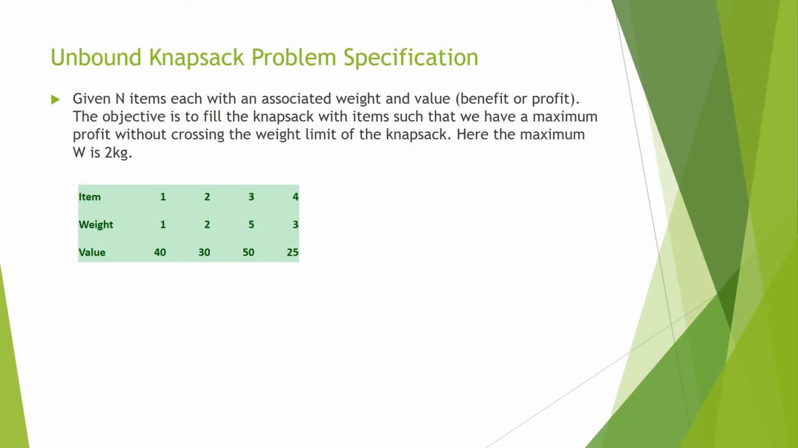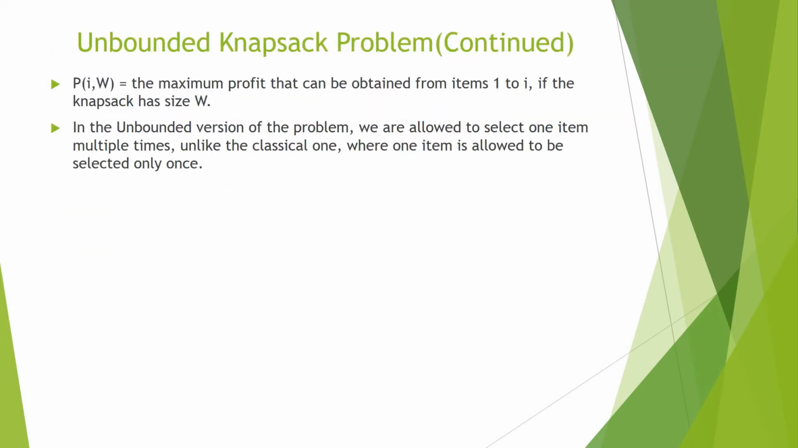Here we can see the item list, the weight values, and the value of the items. In the next slide we are going to talk about the maximum profit. The maximum profit that can be obtained from items 1 to i if the knapsack has size W is denoted as P(i, W). In the unbounded version of the problem, we are allowed to select one item multiple times, unlike the classical one where one item is allowed to be selected only once.